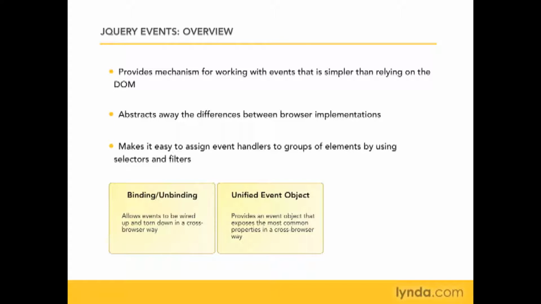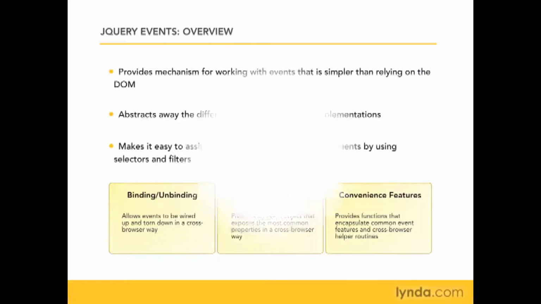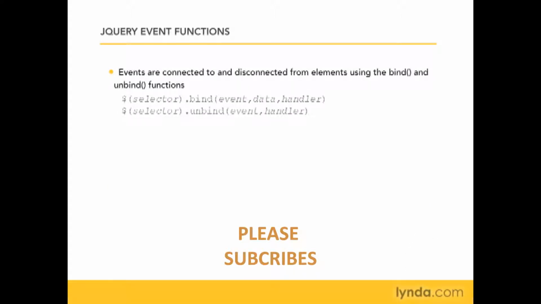And then finally, there's a bunch of convenience features. These are basically functions that encapsulate a lot of common event features and helper routines that work across browsers. And we'll see an example of those as well. So now that we understand what event handling in jQuery is and what we're going to do, let's see a good example. Let's begin by looking at how events are connected up to elements and disconnected.